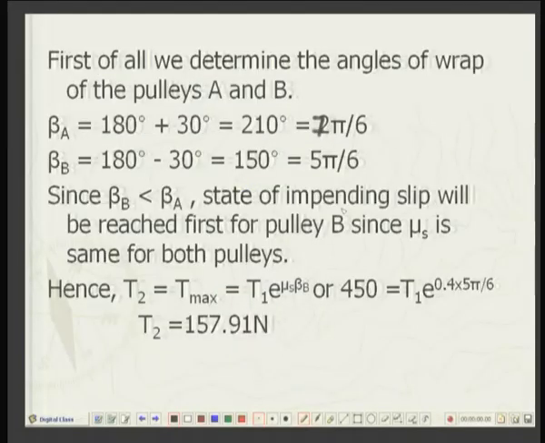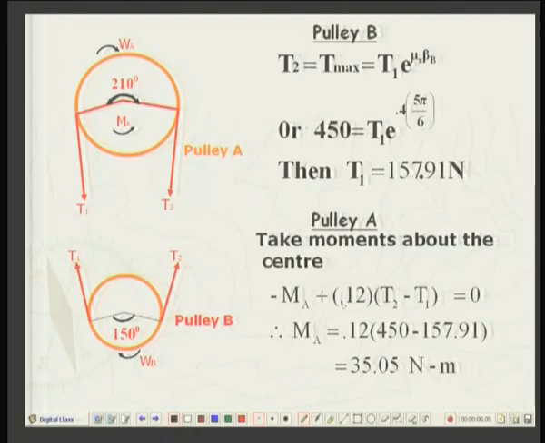Well, the torque transmitted is to be found out. So, let us say this is M_A is equal to the radius of this belt times (T2 minus T1), and this will be 450 minus 157. So, this will be 35.05 Newton meters. Okay.